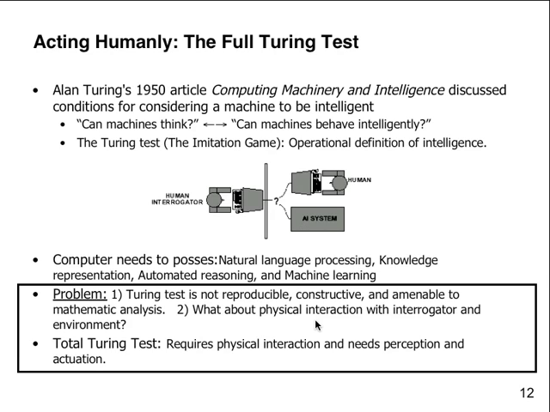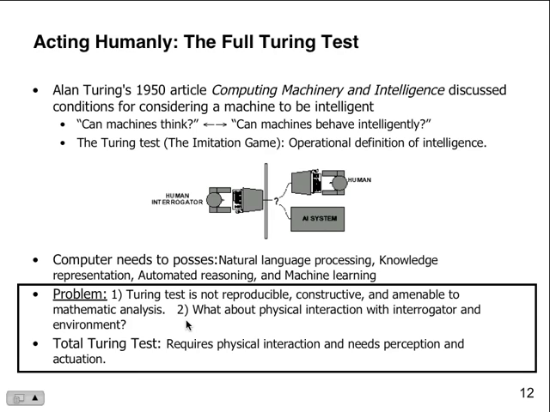Well, that's the interesting part about artificial intelligence. There isn't any. Whether it is or it isn't is up to the person judging it. So this is the same thing that we saw before in the last slide, but on the bottom we have a new piece of information. It says problem number 1 here. The Turing test is not reproducible, constructible, and amenable to mathematical analysis.